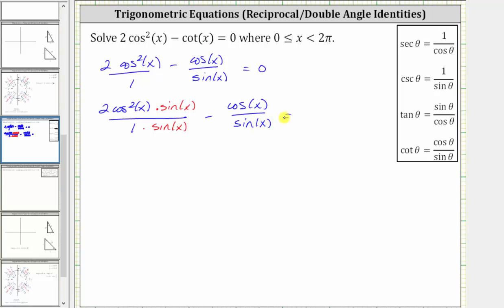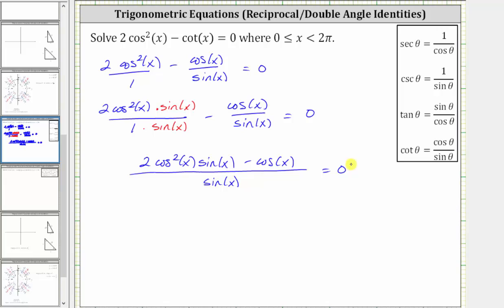But notice now we do have a common denominator of sine x, and therefore we can subtract these fractions. The denominator is going to remain sine x, and the numerator is now 2 cosine squared x sine x minus cosine x. And this is still equal to 0. Notice how we have a fraction equal to 0.